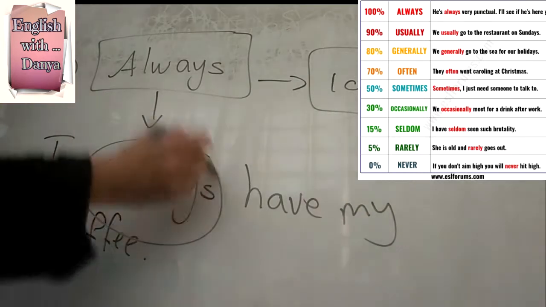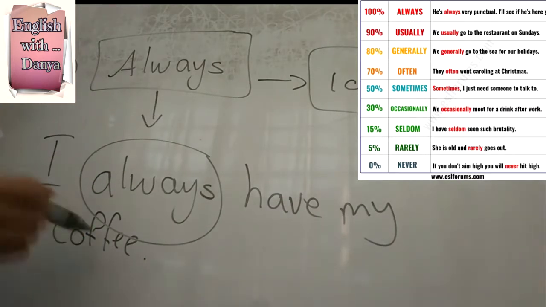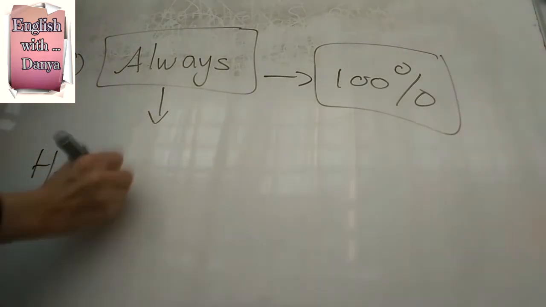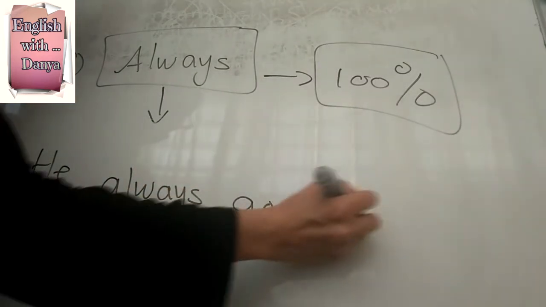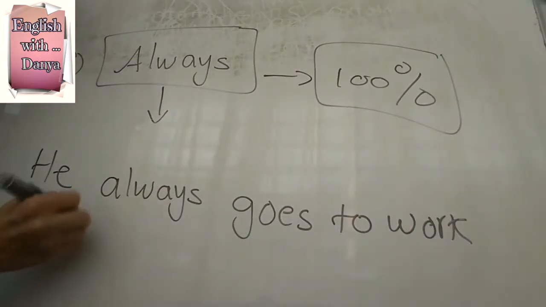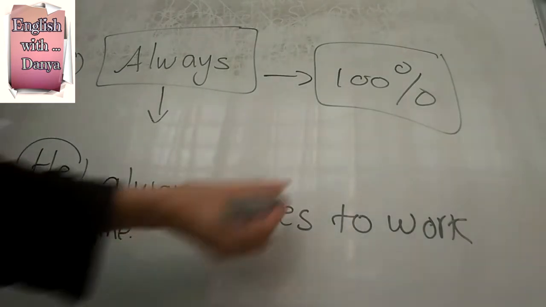So here we have always. With the use of always, we can tell that I have my coffee all the time. And the same thing, basically. If you want to use a subject pronoun, like he, right? He always goes to work on time. So here we have he, subject pronoun, followed with goes.